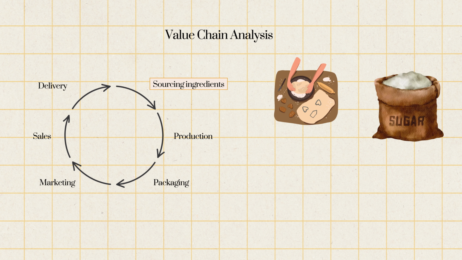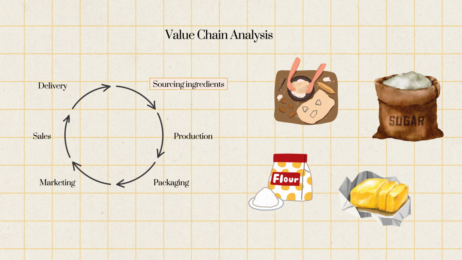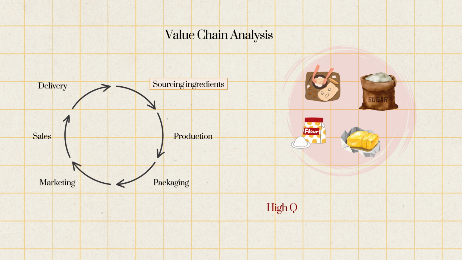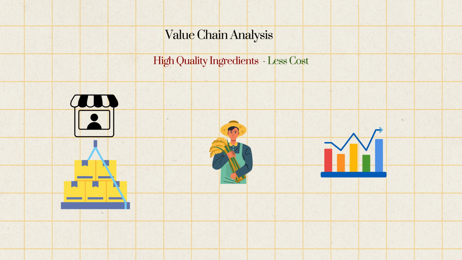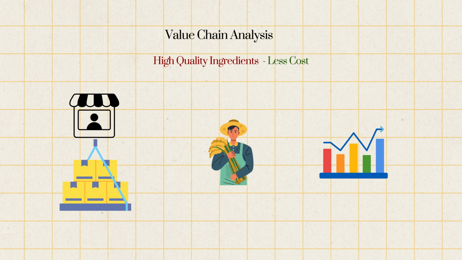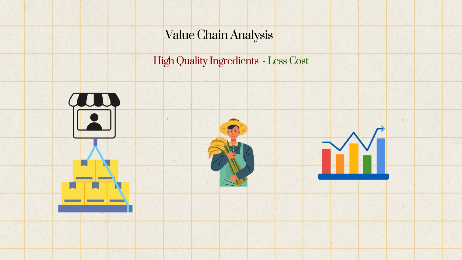In this step, ingredients like dough, sugar, flour, and butter are key cost factors. To reduce costs while maintaining quality, she considers buying in bulk, sourcing directly from farmers, or tracking inflation and price fluctuations to purchase at the right time.